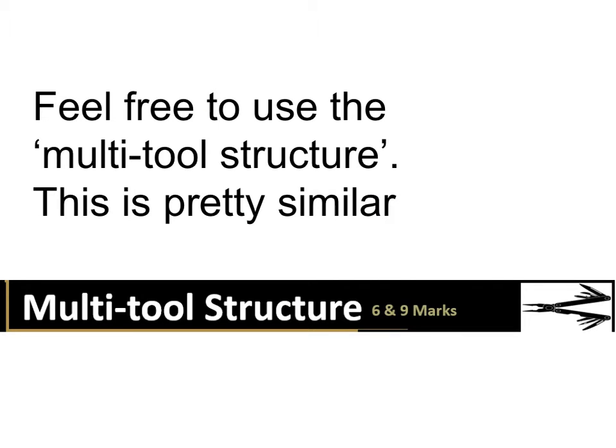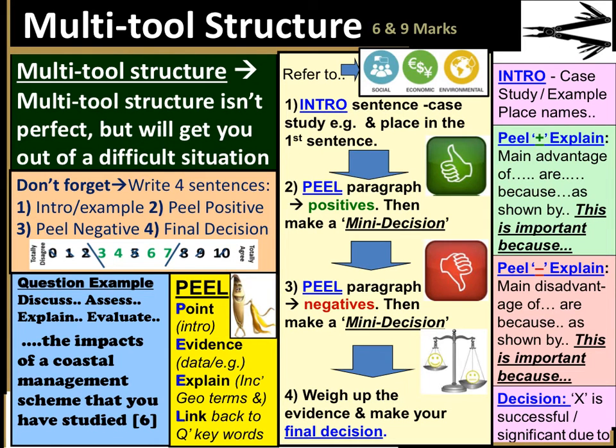If you find yourself a little bit confused about the different types of command words, then feel free to use the multi-tool structure. It's not perfect, but it's certainly going to get you towards where you need to be. The multi-tool structure is on the next slide. Here's the multi-tool structure, so it's very similar to discuss: the introduction, the appeal positives, mini decision, appeal negatives, mini decision, and of course the conclusion at the end with words like significant, important, effective, successful. Those are decision words, those are conclusion words. So if you get a little bit confused about discuss, assess, evaluate, to what extent, feel free to use this, and this will fit most of those.